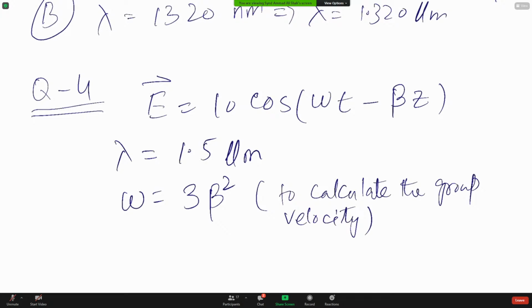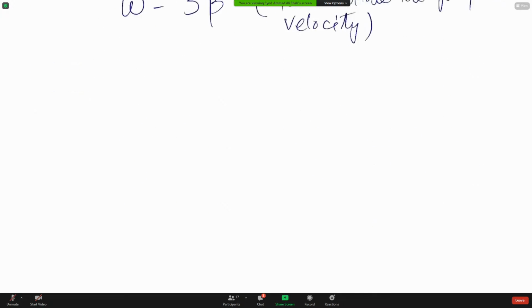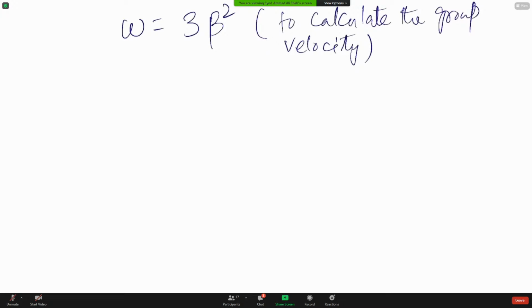Okay. So now it says, find the wavelength in air. Let me draw this. I'm just writing that, air wavelength. You have frequency, and then you have omega.